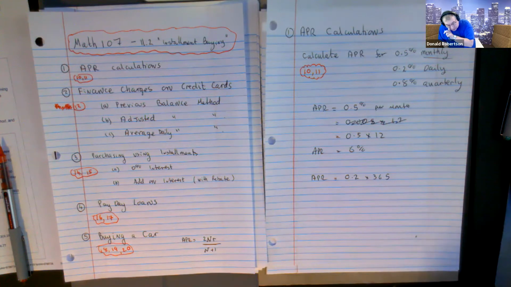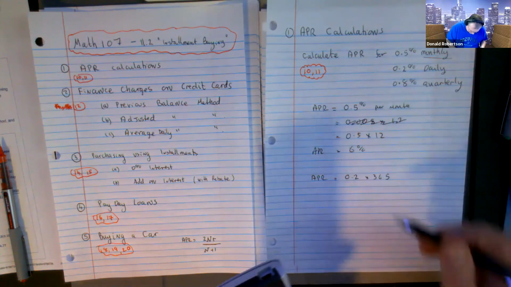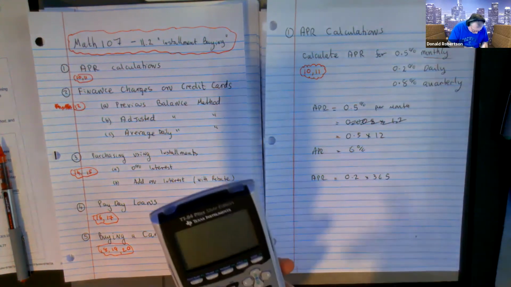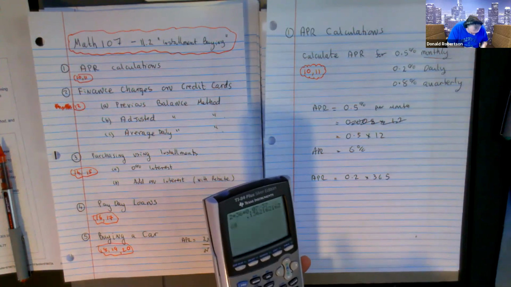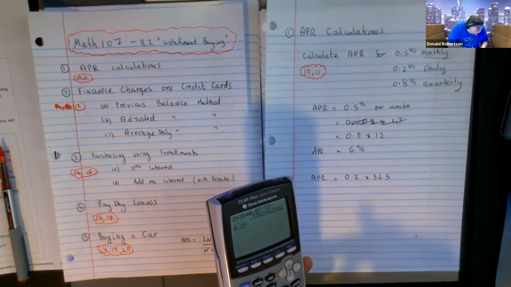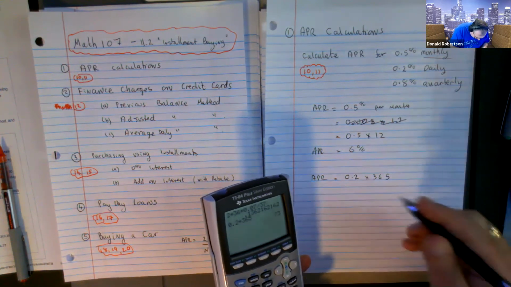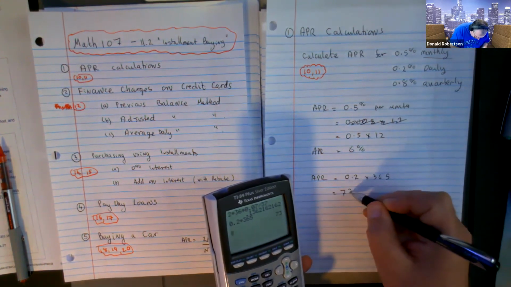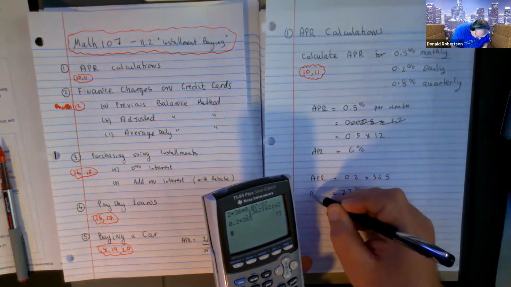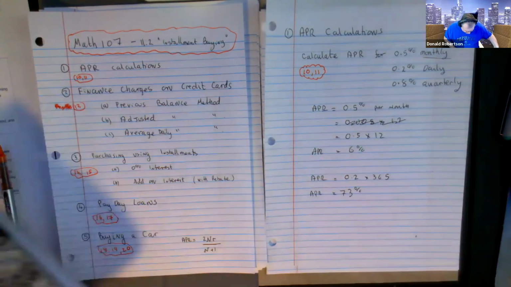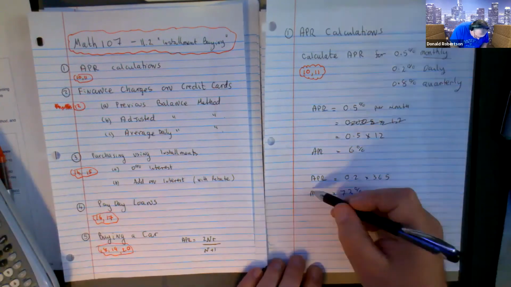When you get a test, will you trust me that I'm not going to do that to you? 365 days in a year, guaranteed, no weird stuff, right? But let's say this is a 365-day story. You just go 0.2% times 365, and the answer ends up being 73%. Can you imagine why it's kind of helpful to know that?